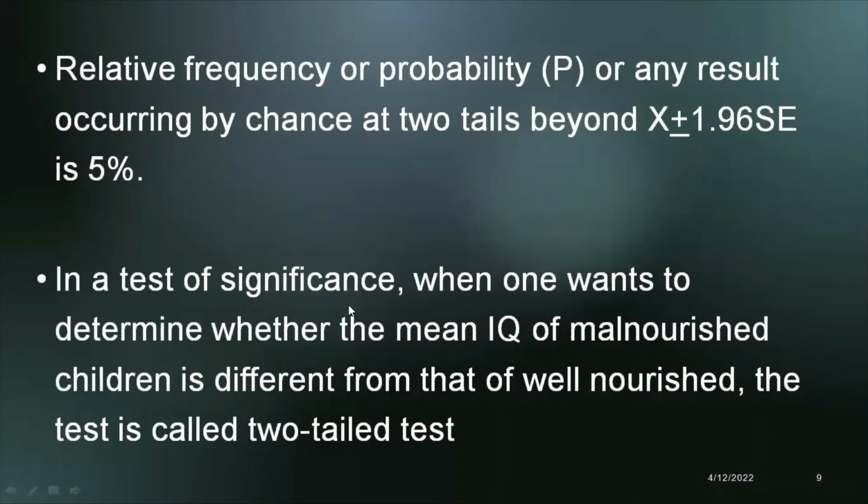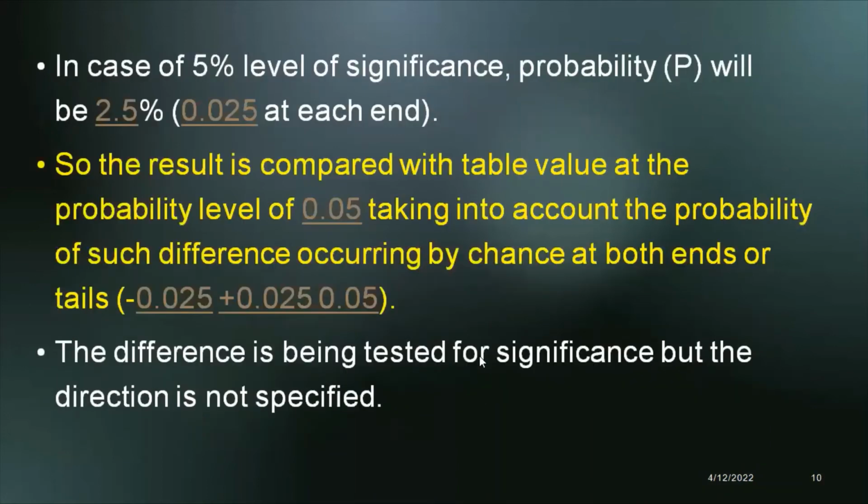In a test of significance, when one wants to determine whether the mean IQ of malnourished children is different from that of well-nourished children, the test is called a two-tail test. So here you want to just know whether there is a significant difference or not. So it will be a two-tail test. In case of 5% level of significance, the probability P in each tail will be 2.5%.